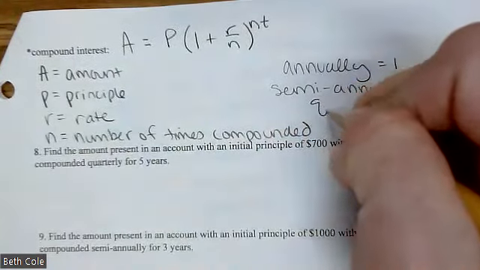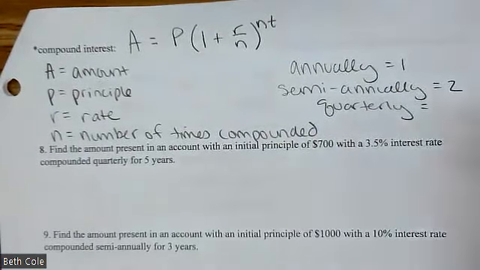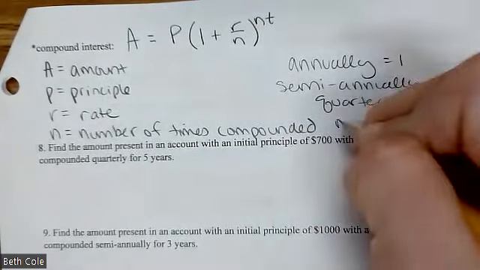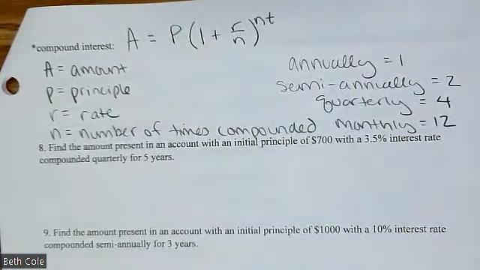If you compound quarterly, what do you think N would be? 4. Good. And then monthly, N would be 12. Annually is once a year. Quarterly is 4, monthly is 12. Semi-annually is the only one that's kind of weird.